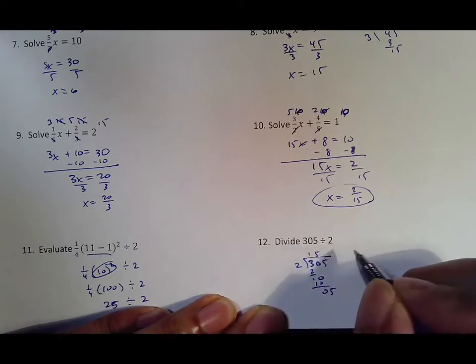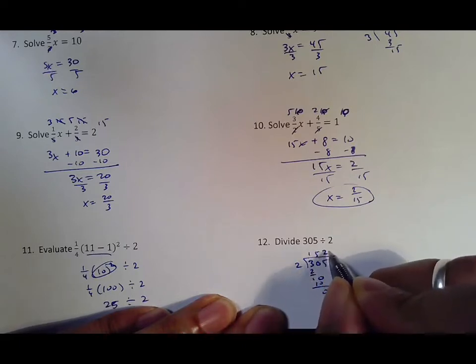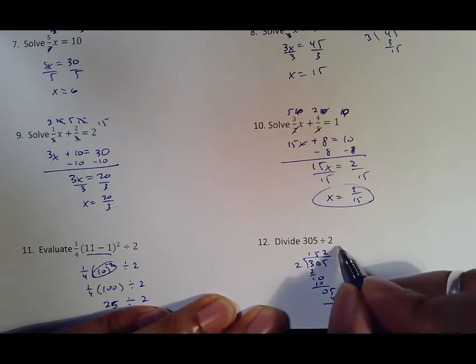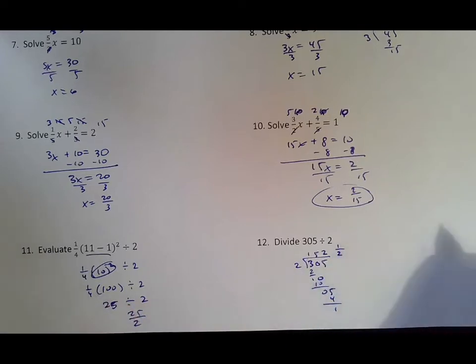2 goes into 5. Let's just go ahead and finish it off. 2 goes into 5 twice with 1 left over. And here's what you do with that 1. You put it over that 2. So it'd be 152.5 because it's 1 out of whatever we were dividing by, which is 2.